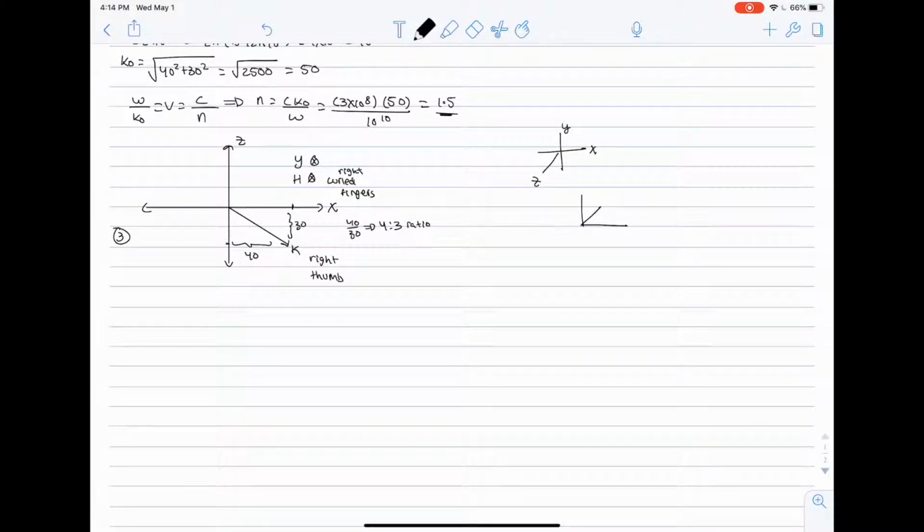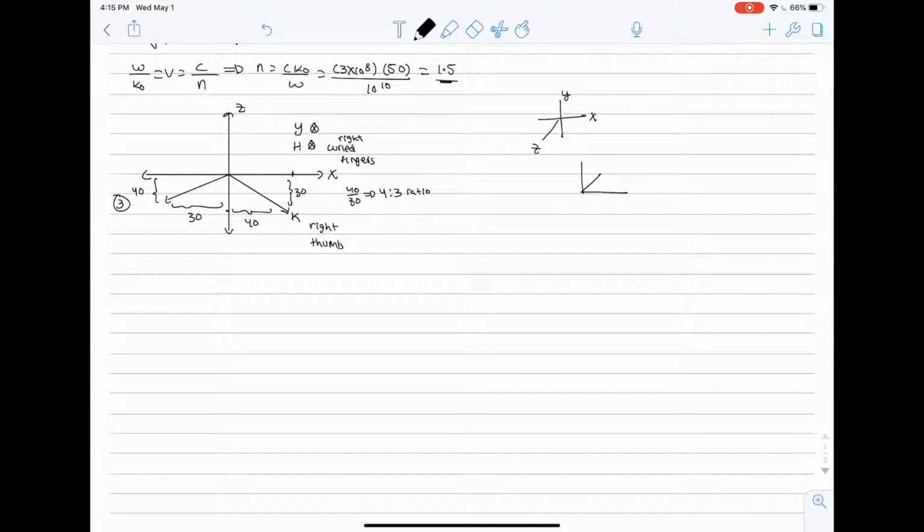So it's going to be 3x and negative 4z. So this is 3 or 30, and this is 40 because it's a 3:4 ratio.